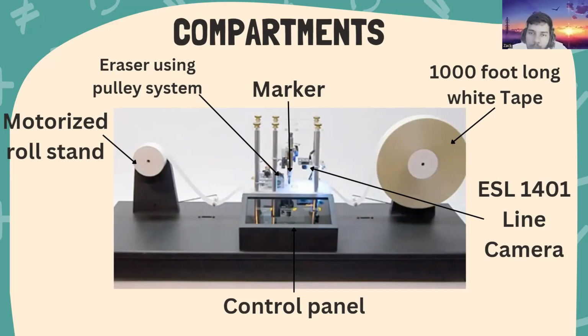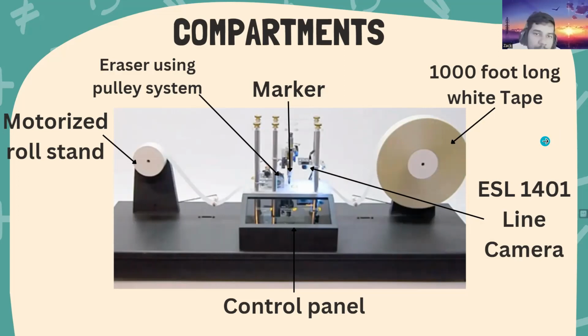And then next is the motorized roll stand. This is to pull or push the tape so that we can write on the exact position it wants. Let's say it wants to write on the third number. The pulley system will pull or push until the marker lands at the third position. And then lastly is the control panel.